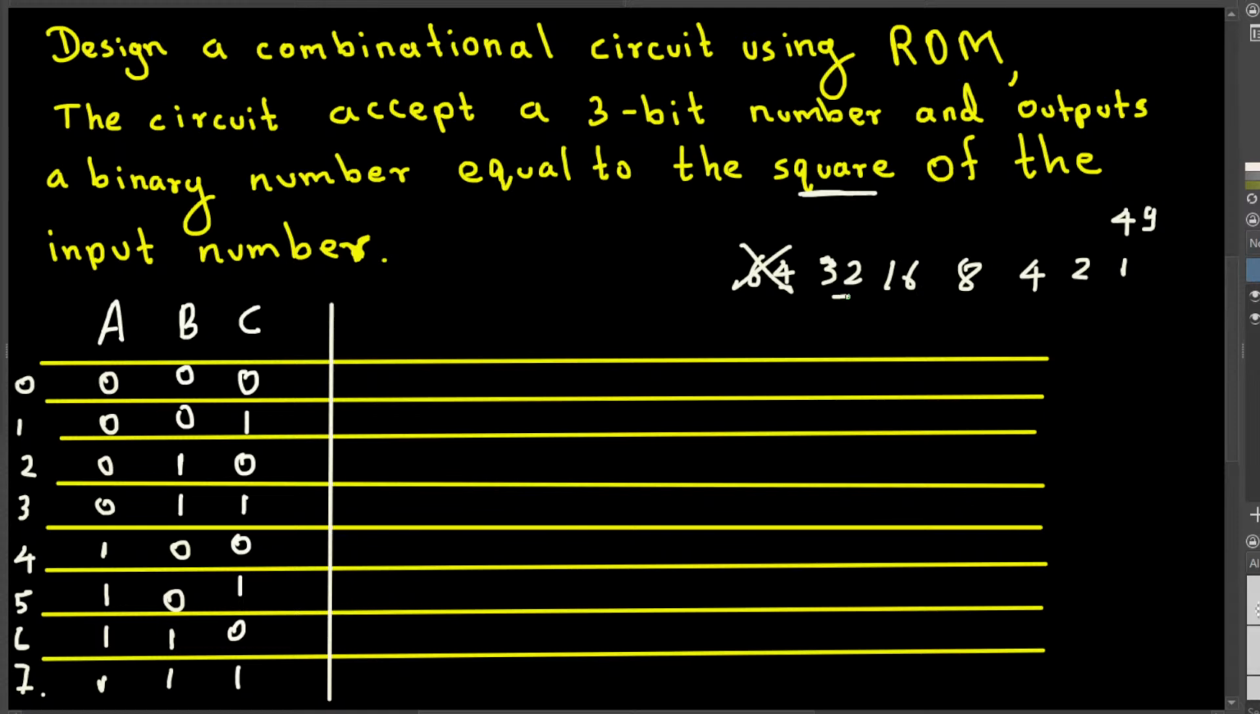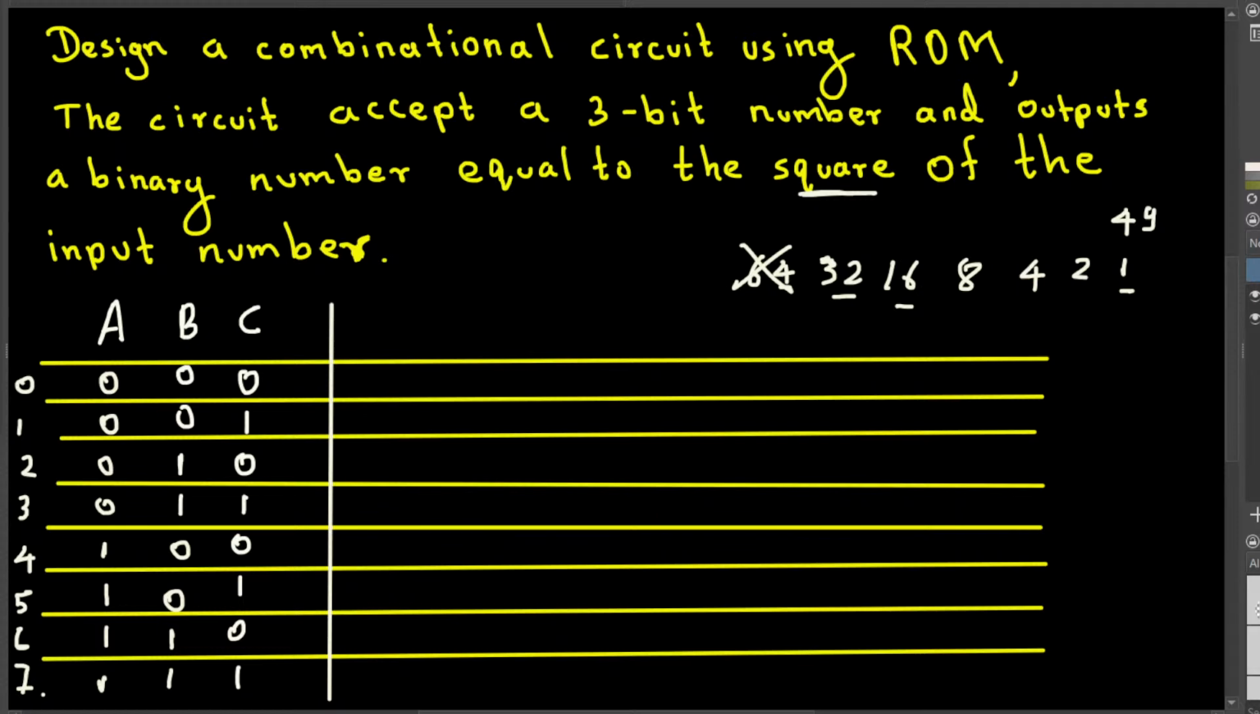32 and a 16 and a 1, that gives 49. So this is 32 plus 16, 48, plus 1, 49. So this is enough. So how many outputs do we need? We need 6 outputs. So we can name this one as we want. You can start from B0 or B1, but we have to make sure we have 6 at the output, because then only we can make it to 49.